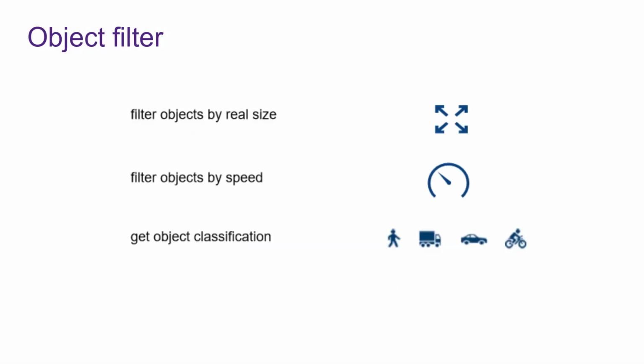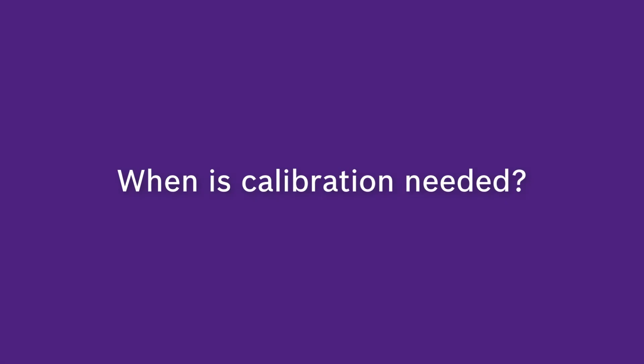With calibration, we help the camera to understand the perspective in the scene, which in practice means that the camera will be able to filter out objects by their real size and speed, and based on that to do object classification. But let's see specifically what the cases are when we need calibration.